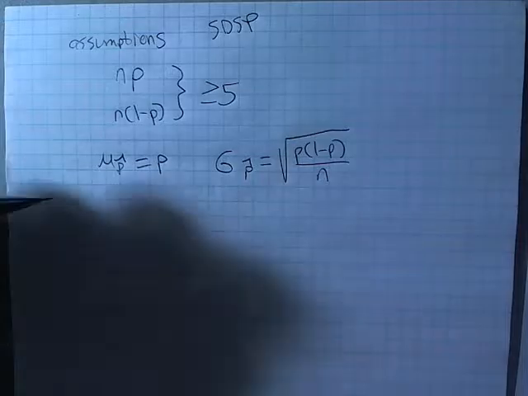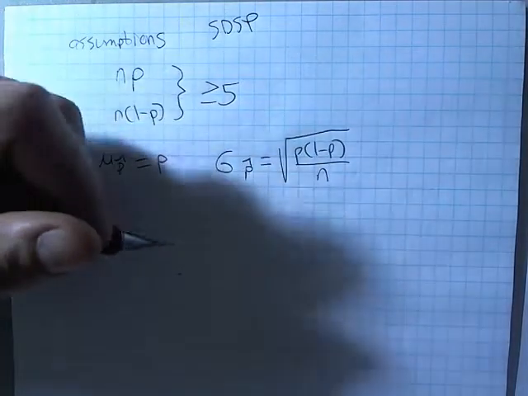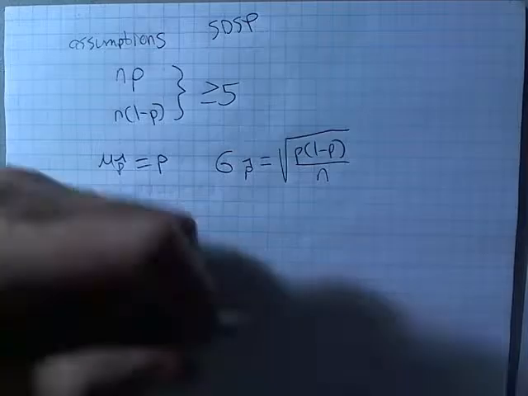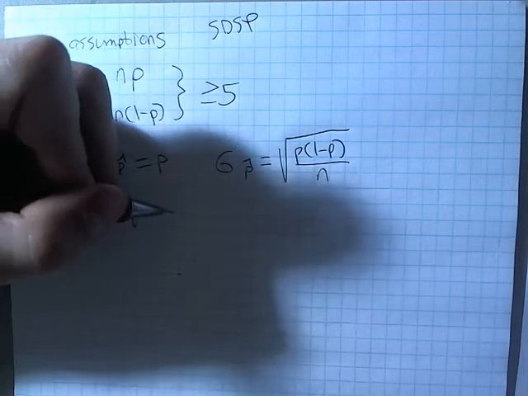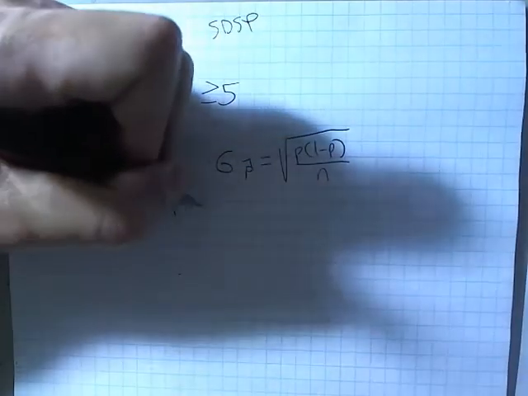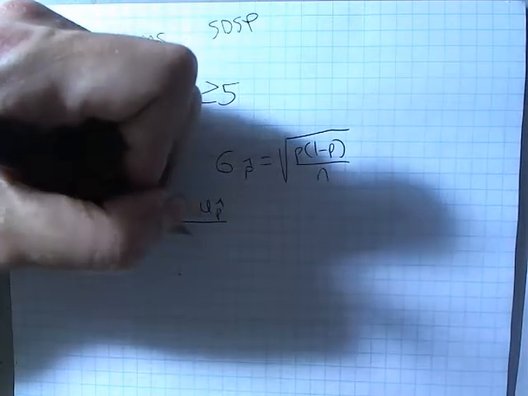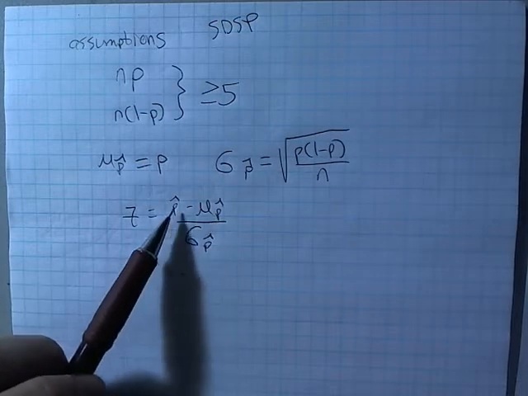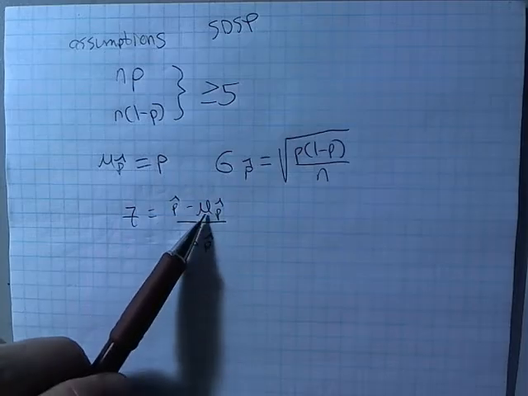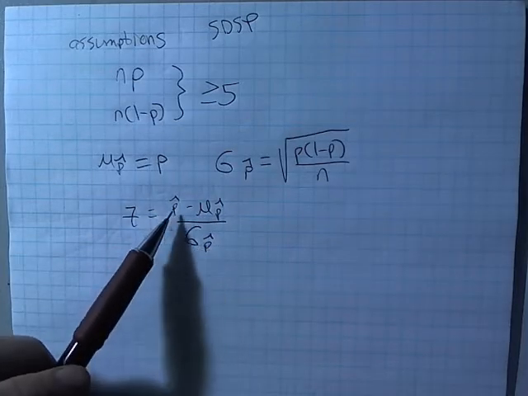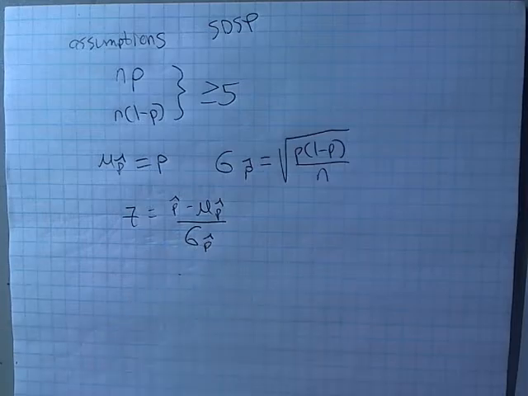And finally, in standardizing a sampling distribution of the sample proportion, if we know a specific sample proportion value, then we'll run it through this formula, very similar to the sampling distribution of the sample mean. Only difference, x bar is now p hat.